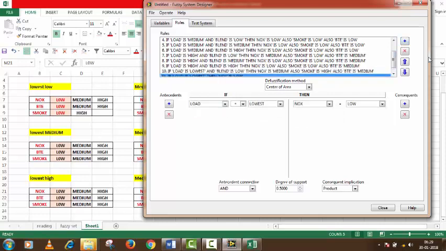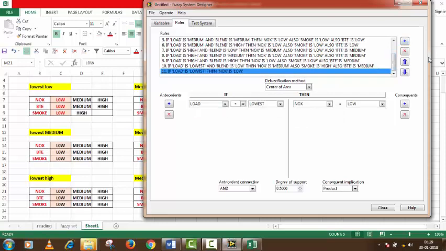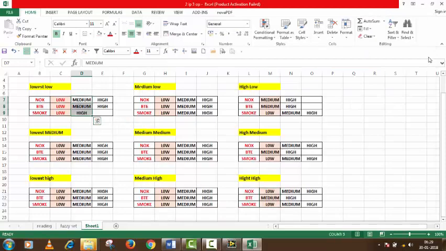It's coming next. What happens? This load is lowest, blend is low, NOx is medium, smoke is high, BT is medium. Okay. Next. Load is lowest, blend is low. So what's the rule here? Third rule. This rule is over. Am I correct? This rule is over.